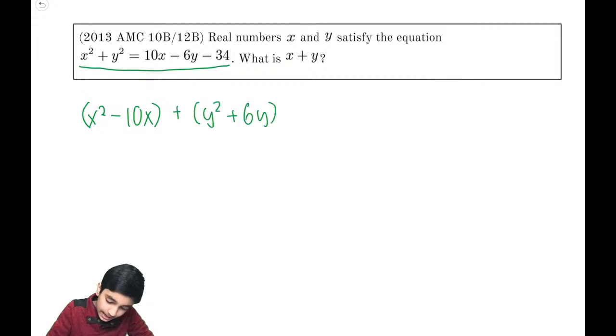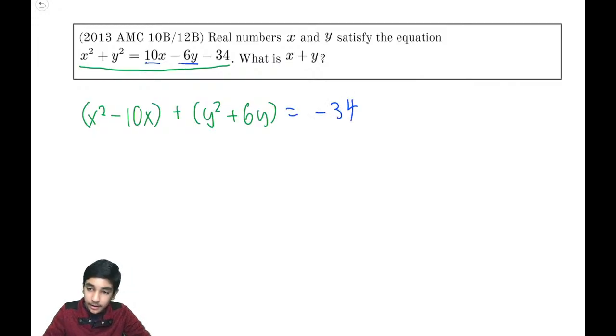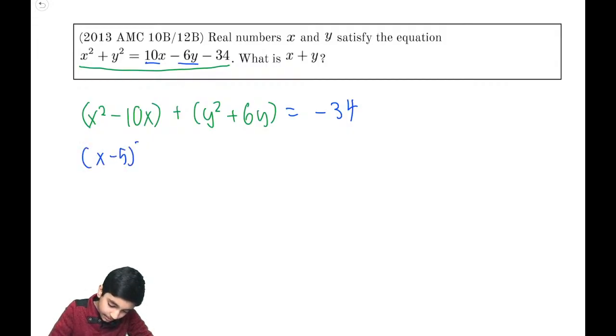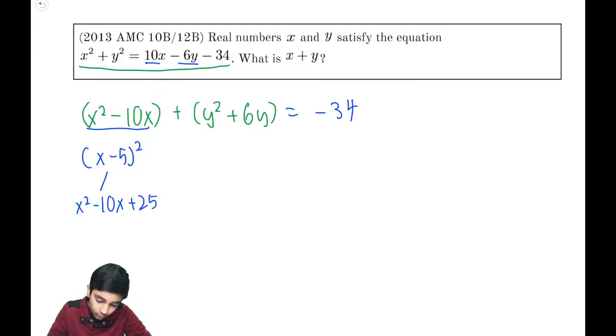So I'm just moving the 10x and 6y to the other side of the equation. And then we have negative 34 here. So I'm going to complete the square, and we can get x minus 5 squared. It's very similar to this expression here, except x minus 5 squared is just x squared minus 10x plus 25. So we have an additional plus 25, so we have to subtract 25 to account for it.